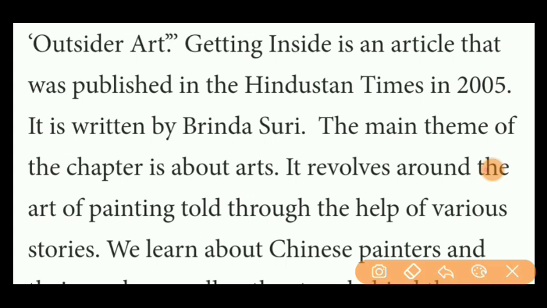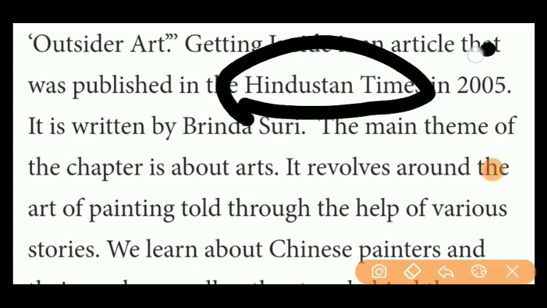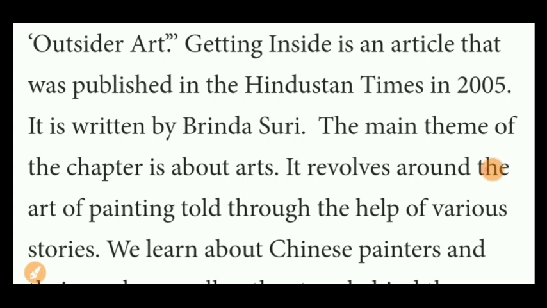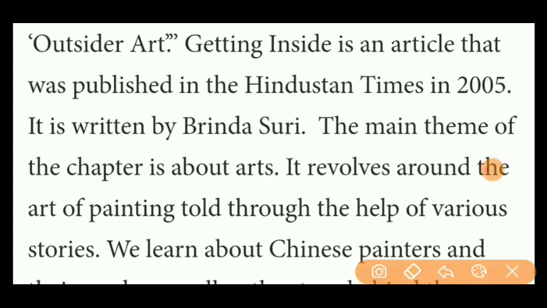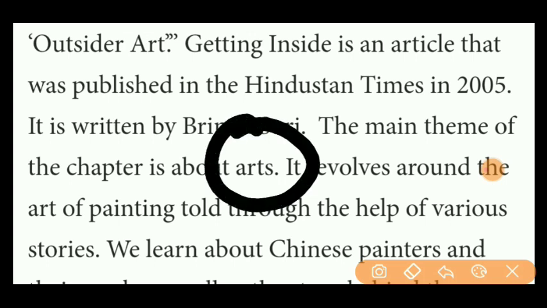You know very well what the Hindustan Times is. It is the name of a newspaper, and in 2005 this article was published. If you read any newspaper, you see a number of articles. This article is written by Brinda Suri, and the main theme of the chapter is about arts. As I already explained, this chapter is about arts. So what is art? Dancing is an art, painting is an art, and if you do anything with your skills, that is art.